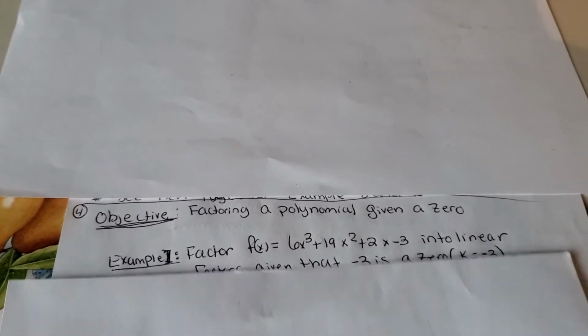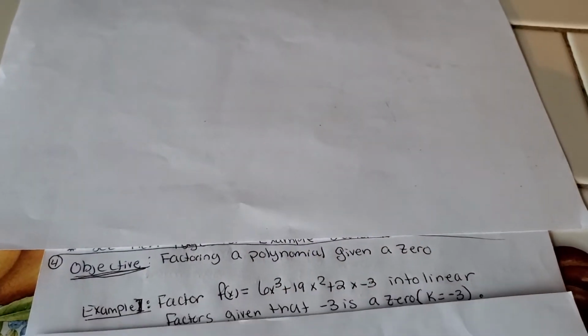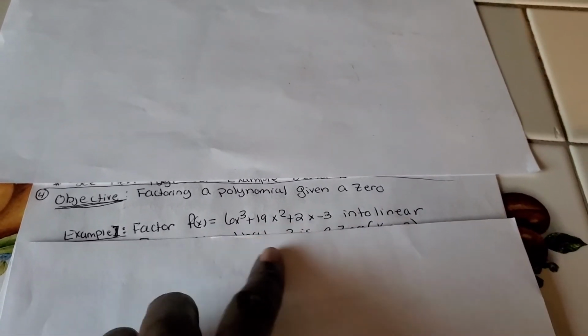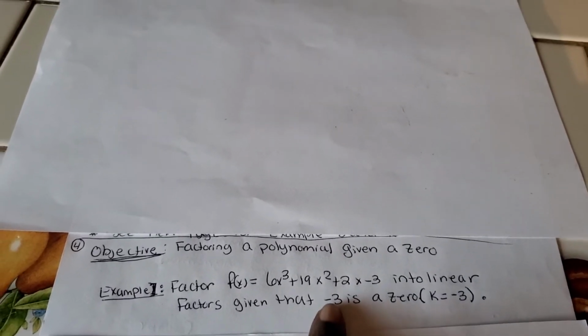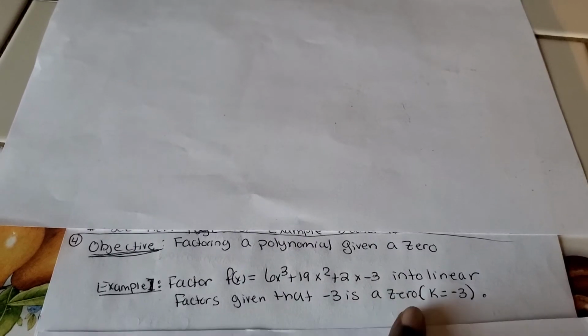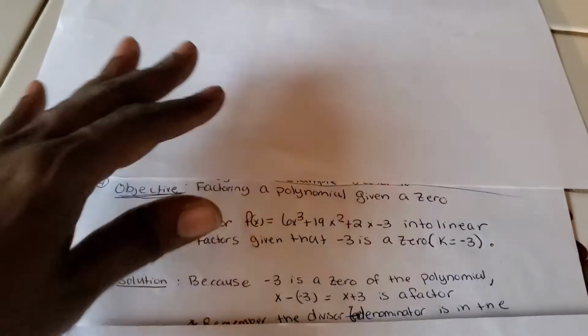Hey guys, our next objective is factoring a polynomial given a zero. So now you'll be given one of the zeros and you have to find the other zeros, right? So our first example is we're going to factor this polynomial function into linear factors given that -3 is a zero. That means k is equal to -3, right? So let's look at the solution.